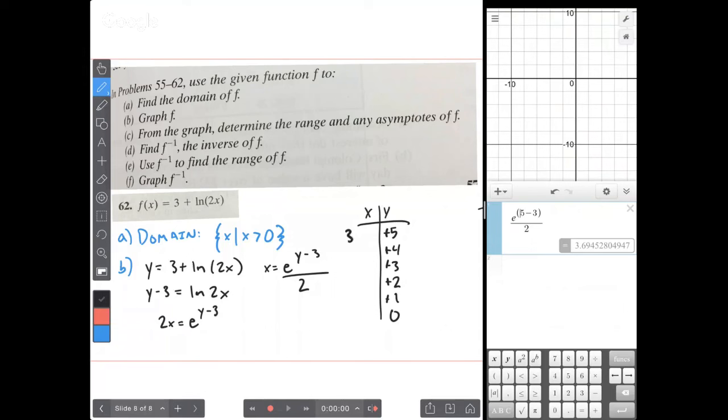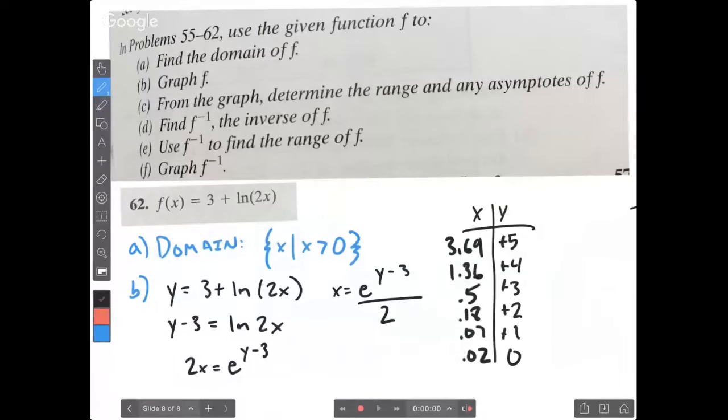So that gives me 3.69. When I try 4, that's going to give me 1.36. When I try 3, that's going to give me 1/2. When I try 2, it's going to be 0.18. And with 1, 0.068, we'll call it 0.07. And with 0, 0.02. Okay, now I've gotten an x, y table.